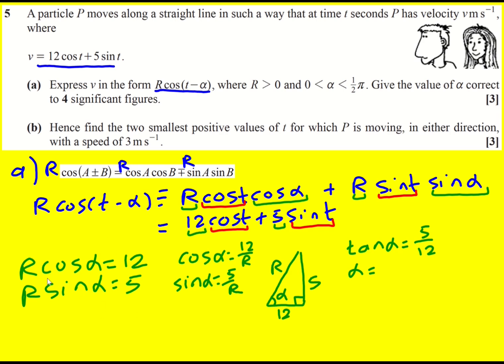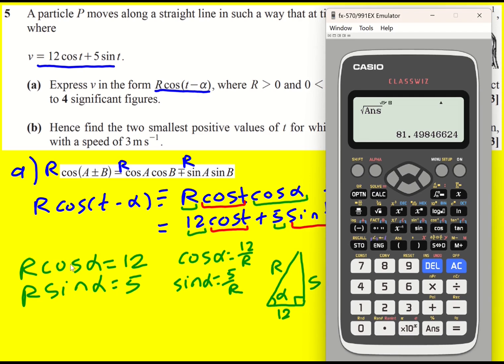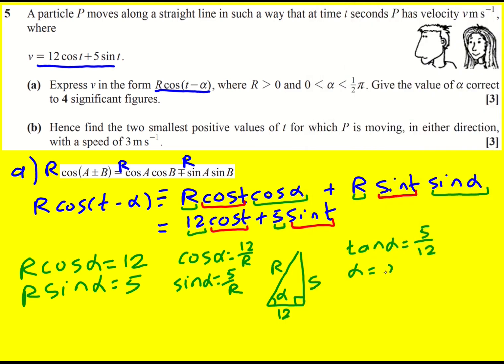The other way to do it is to divide the equations, and you might just be happy enough to do that. Divide the bottom by the top, because then you'll get tan alpha is 5 over 12 that way as well. Just make sure you calculate this in radians. So we get 0.39479.